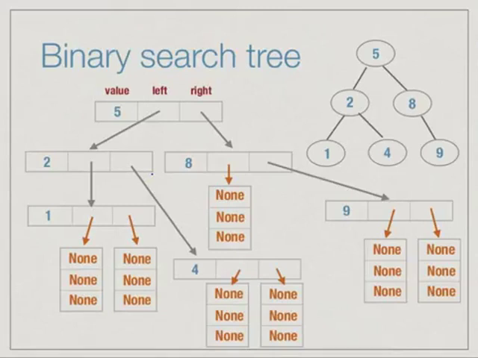Each node has 3 pointers, and at the leaves we have an extra layer of empty nodes with all three values none, none, none.